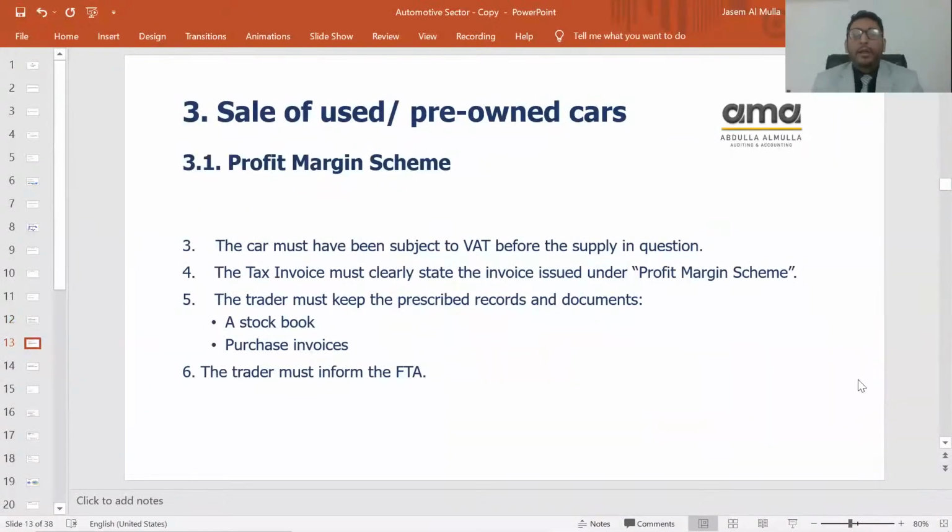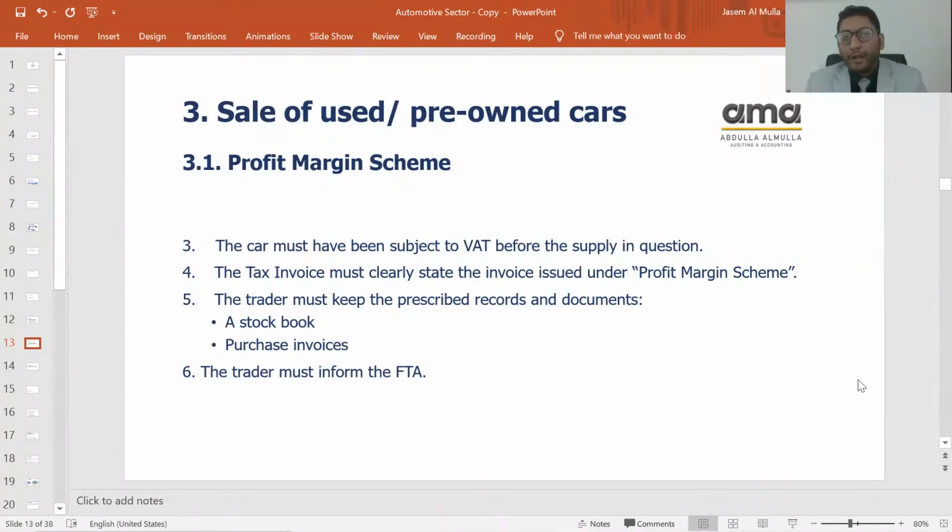The third one: the car must have been subject to VAT before the supply in question. In simple words, the car was purchased after the implementation of VAT here in the UAE, meaning after the 1st of January 2018. And the fourth point: if you are charging VAT under the profit margin scheme, it is compulsory to mention on the tax invoice that the invoice is being issued under the profit margin scheme.